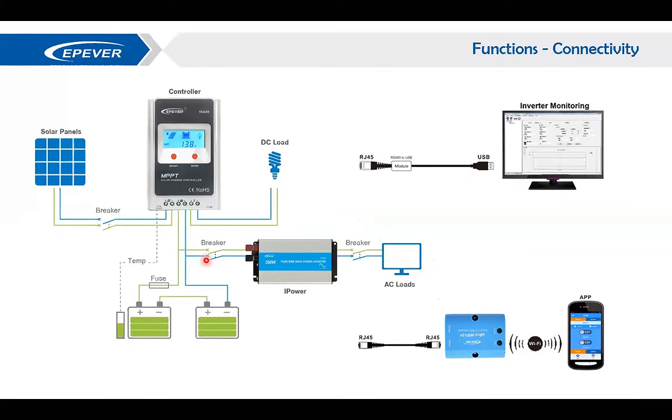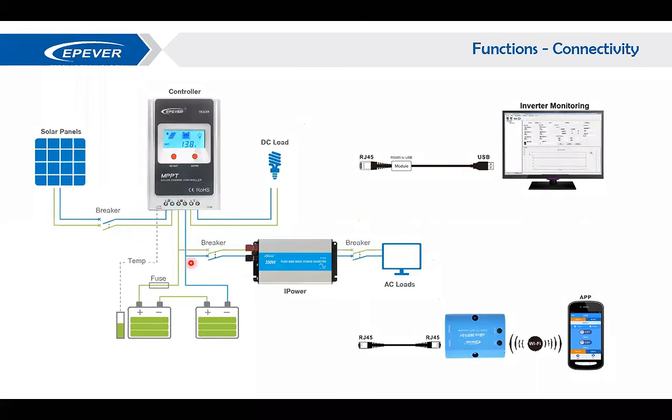This is a very common diagram of every off-grid system. So you will find the solar panels here. You will find your batteries, the fuse or the switches that you use between the charge controller and your battery, the battery temperature sensor, which is really essential in an off-grid system, the breakers that you put between the inverter and your batteries, the inverter itself, your DC loads that are connected directly to the charge controller, and the AC loads that are connected via a switch to your iPower.